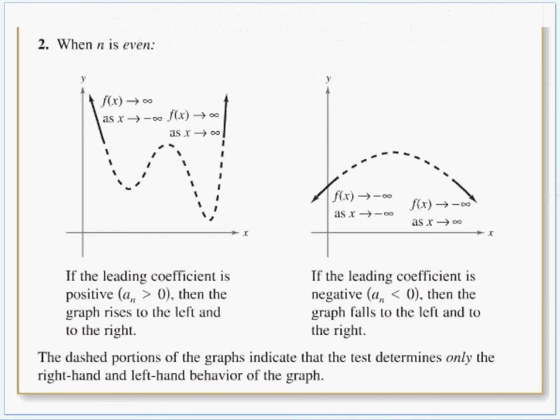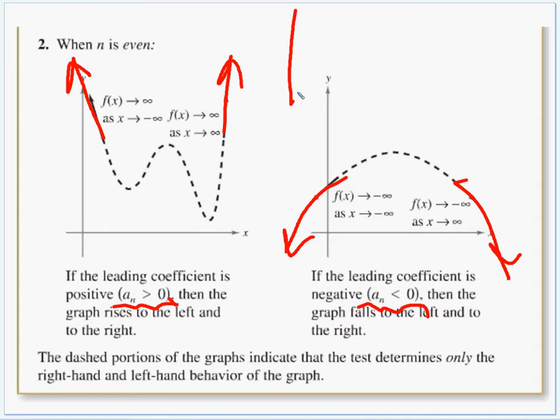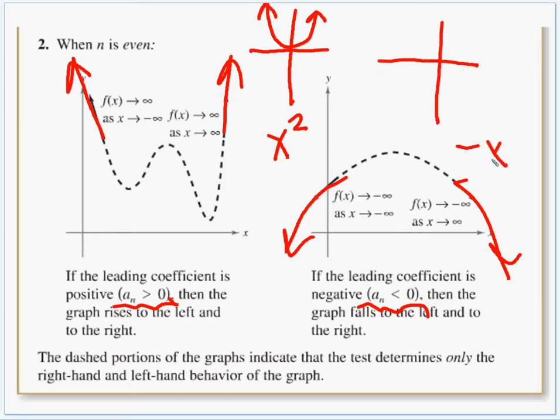Now, when the exponent is even, if the leading coefficient is positive, we're going to rise to the left and rise to the right. If that leading coefficient is negative, we're going to fall to the left and fall to the right. So again, think about a parabola. If you just think about the basic x squared or any x to the even power, it's a parabola that opens up. If you see a negative x squared or any even exponent power, that's going to be a parabola shape opening down.